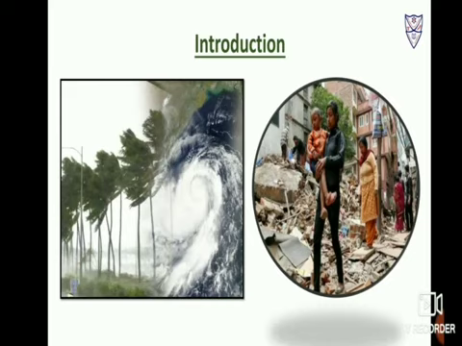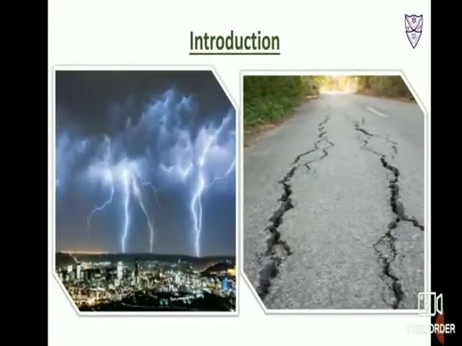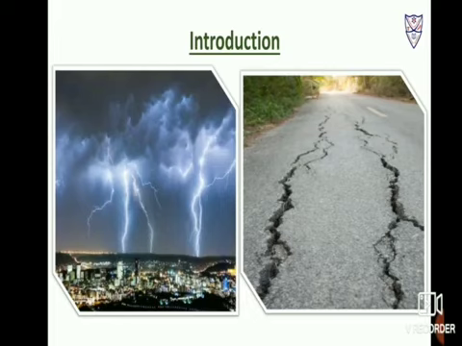Now students, in class 7th we have learned about storms and cyclones. We know that storms and cyclones can cause a lot of damage to human life and property. But we have also learned that we can protect ourselves from these destructive phenomena to some extent. In this chapter, we shall discuss two other destructive natural phenomena, that is lightning and earthquake. We shall also discuss what steps we can take to minimize destruction caused by these phenomena.